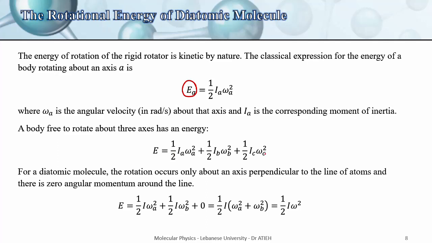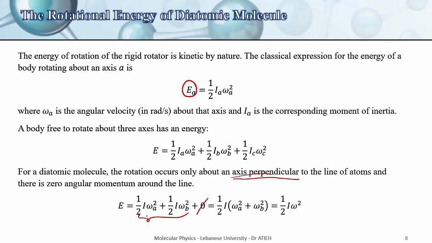So if we are talking about a body free to rotate about any axis in space, for sure we have three perpendicular axes, let's call them A, B, C. So the total rotational energy will be of this form. We are concerned about a diatomic molecule. For a diatomic molecule, we have said that there is no rotation around the internuclear axis. The only rotation is about an axis perpendicular to the line of atoms. So in reality, we have two axes perpendicular to the line of atoms and one along the line of atoms. So one will be 0 and we are left with 2.